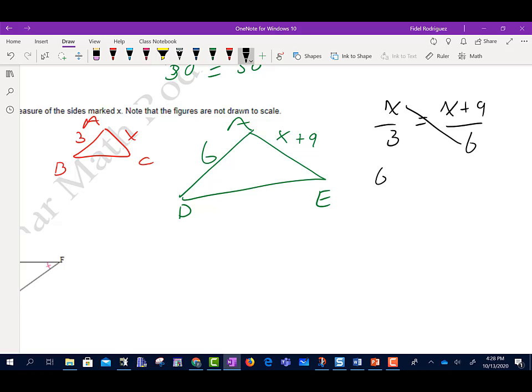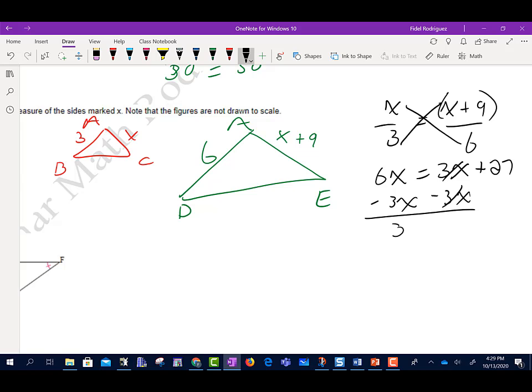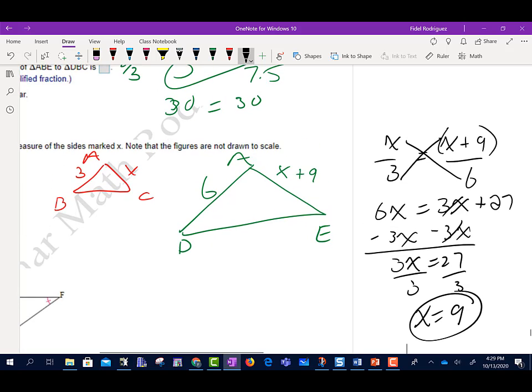And again, we'll cross multiply. So that's 6X equals 3 times, so 3X, 3 times 9 is 27. Let me move my 3X over. So 3X is equal to 27. So when we divide both sides by 3, folks, we come up with X equals 9. Okay.